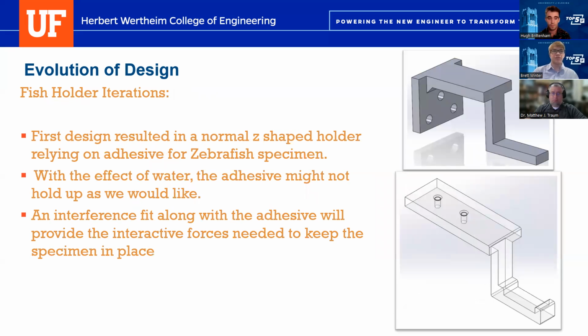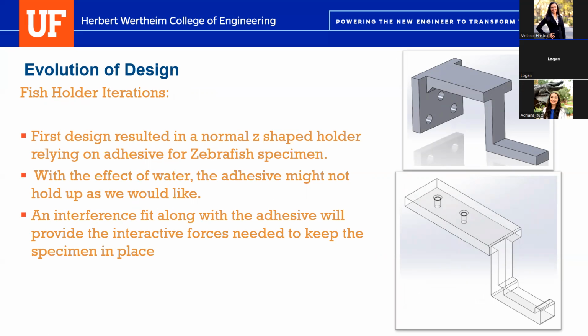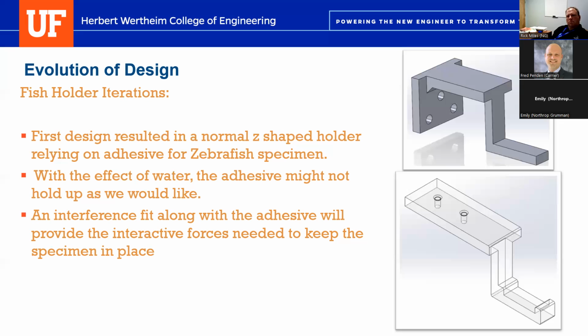The fish holder was one of the more straightforward parts of the design, but it still went through a few changes. The first iteration was a simple Z-shaped holder that was connected to the specimen via adhesive. However, given the unreliability of adhesive on its own, we decided to use an interference fit that will provide additional stability to keep the specimen in place, addressing concerns regarding adhesive and the agarose gel.